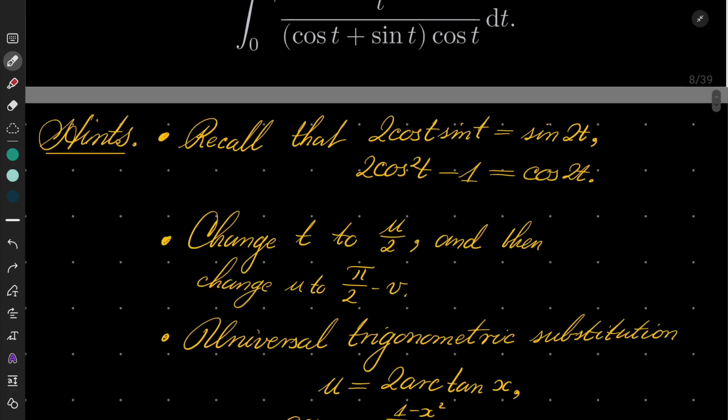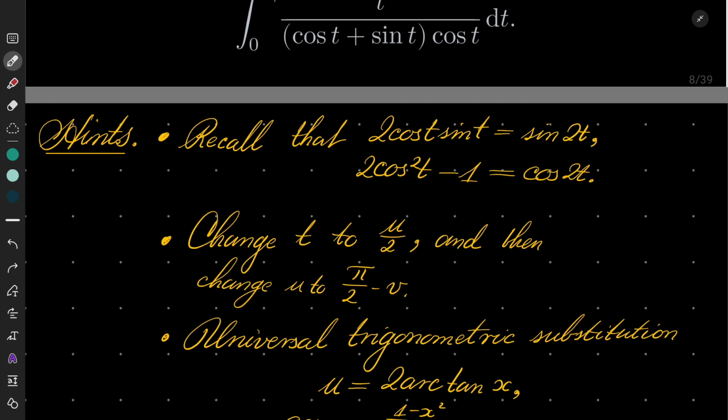First of all, recall these two basic trigonometric identities: 2 times cosine of t sine of t is sine of 2t. Likewise, 2 times cosine squared of t minus 1 is cosine of 2t. Then, after noticing that, try changing t to be u over 2, and then change again u to pi over 2 minus v.